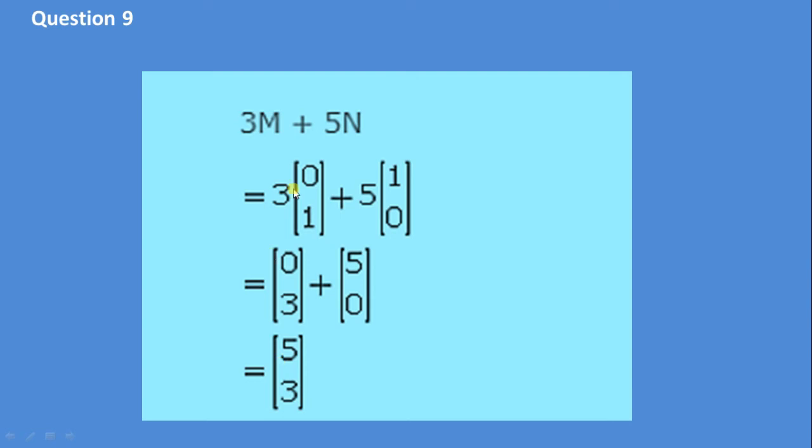Let us observe over here, 3 into M: 3 zeros are 0, 3 ones are 3, plus 5 ones are 5, 5 zeros are 0. Add these two elements now, 0 plus 5 is 5, 3 plus 0 is 3. Hence, the sum of matrices 3M plus 5N is equal to 5 by 3. Hence, it is proved. In a similar way, question number 10.